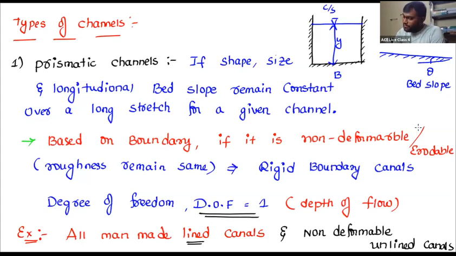Remember, it's non-deformable or non-erodible. That slash represents non-deformable or non-erodible. Fine. So now let's see. Then if this is the case, you can say the second one, non-prismatic channels.